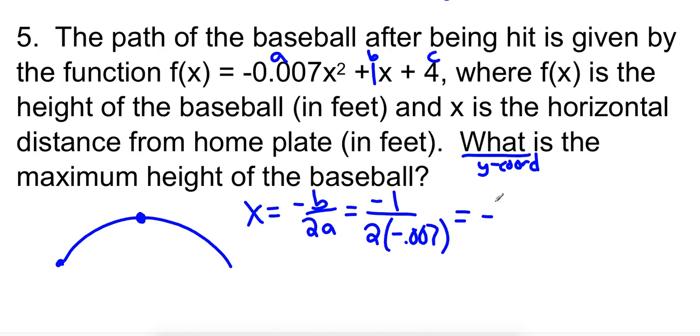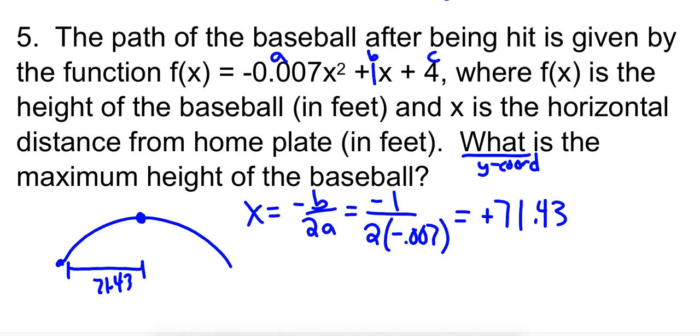Okay, so plug that into a calculator. And I get negative 71, nope, it should be positive 71.43. Let me try that one last time. Yeah, positive. Okay. So once the ball has traveled a horizontal distance of 71.43 feet, that's when it's at its maximum height. Well, how do we find that maximum height? We have to plug 71 into our function.